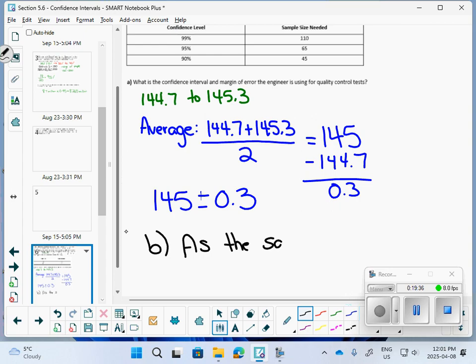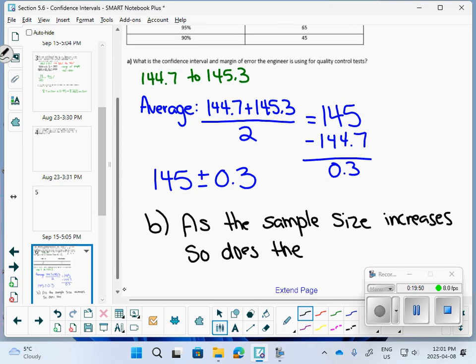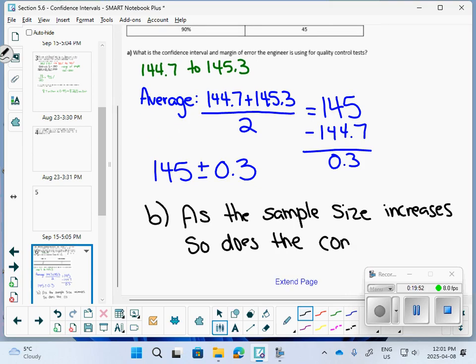As the sample size increases, so does the confidence level. So the bigger the sample size, the more confidence we have, and the lower margin of error we have, because we're testing more.